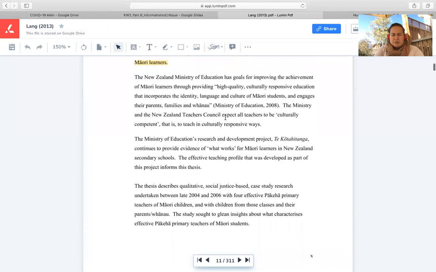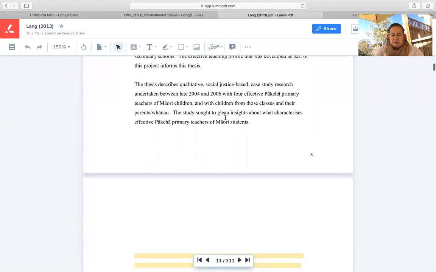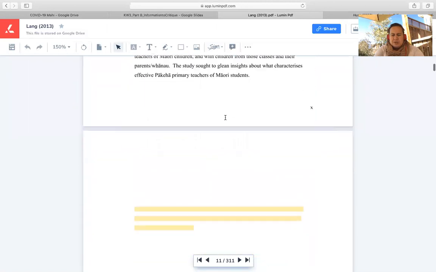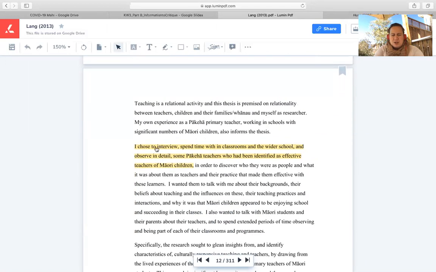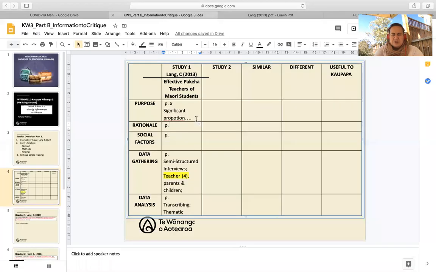Just keep reading through it and try and look at some information that might be useful. So again, I've started highlighting in here, so you can see I chose to interview or spend time in classrooms and the wider school and observe in detail. So there was an observation as well. That's another method that she used, or a way to gather the data. There was an observation.